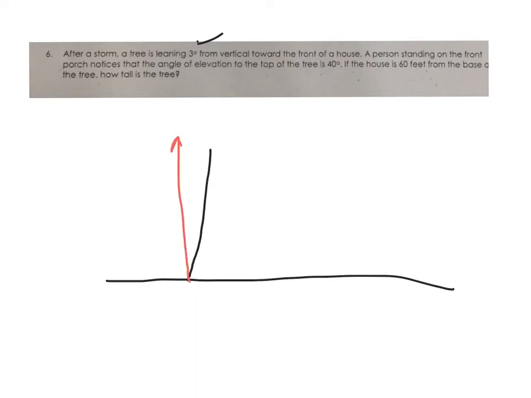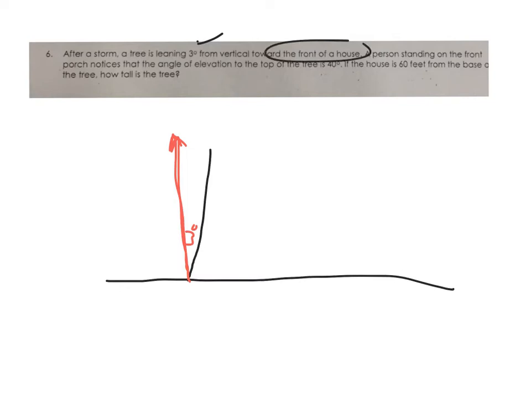Number 6, after a storm, a tree is leaning from vertical 3 degrees. So here I'm going to have the ground. I'm going to have this tree, and as opposed to standing straight up, it's leaning 3 degrees from the vertical. So if I kind of draw a line going straight up, it's going 3 degrees to one direction. So I kind of drew it to the right.